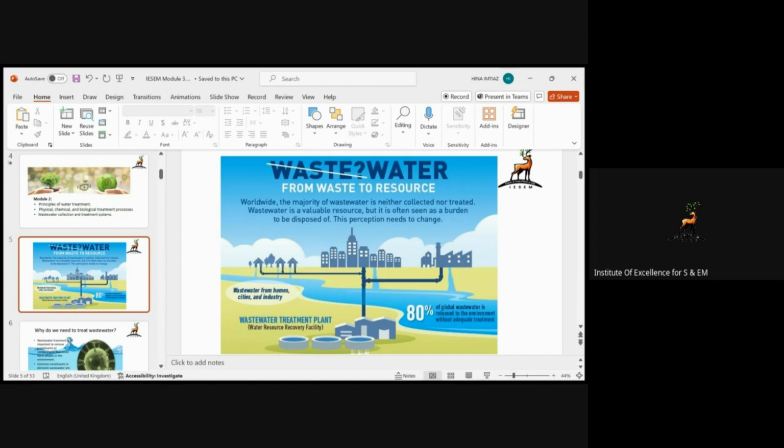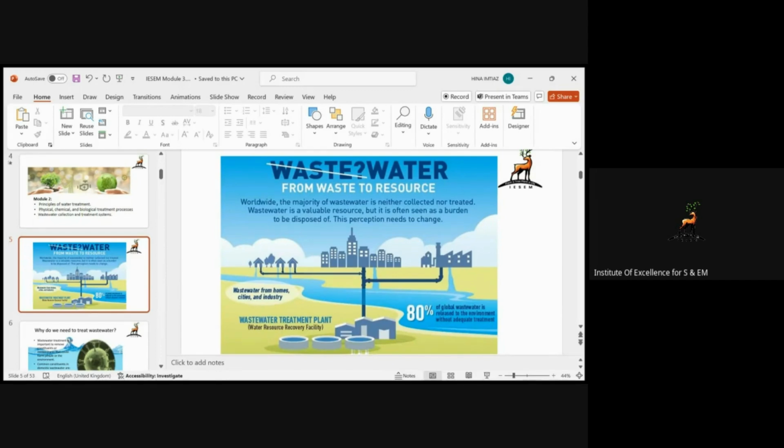And whenever we discard that water into the environment without treatment, it creates diseases and it creates a harmful impact on society, on the environment, and on the health of human beings.